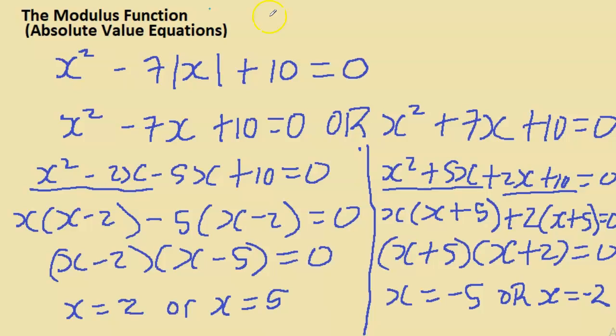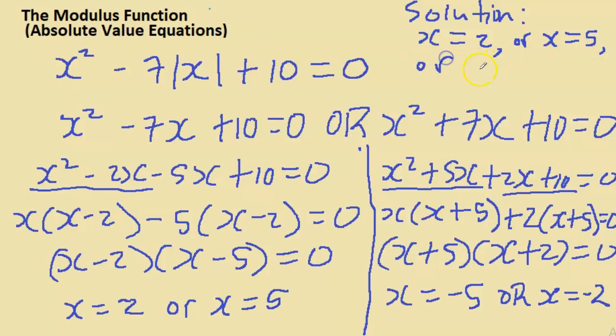So this means that, I'll put the solution here. So solution. So x could be 2 or 5 or minus 5 or minus 2. So 4 solutions. Because, think about it. If x is 5, let's do the substitutions and check the solution.